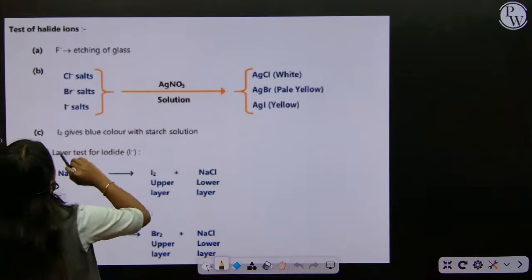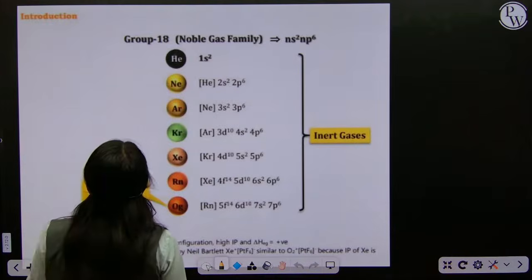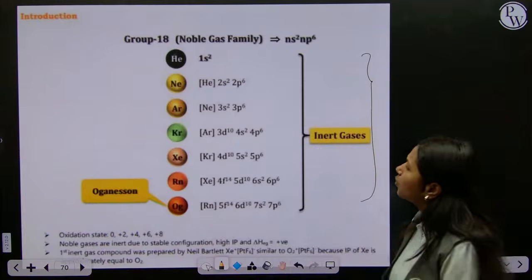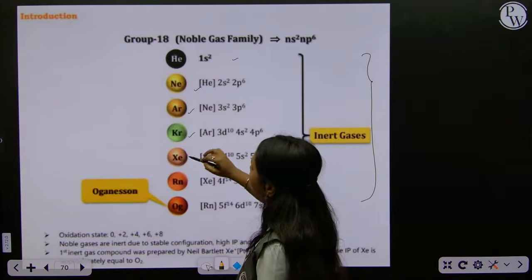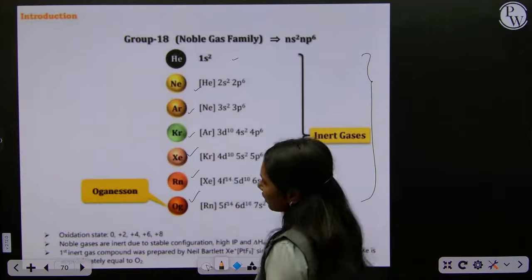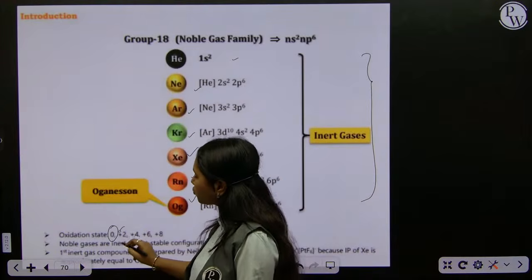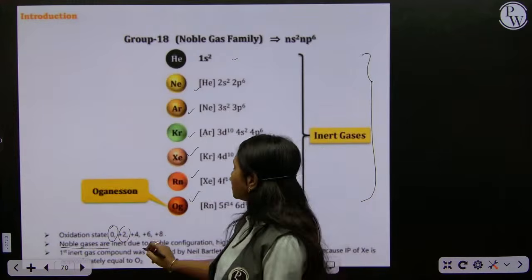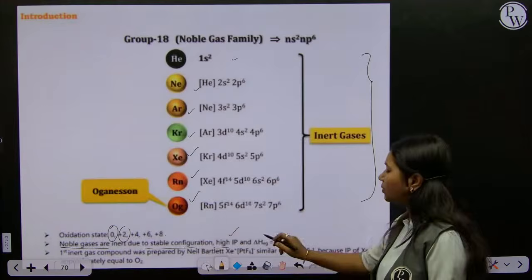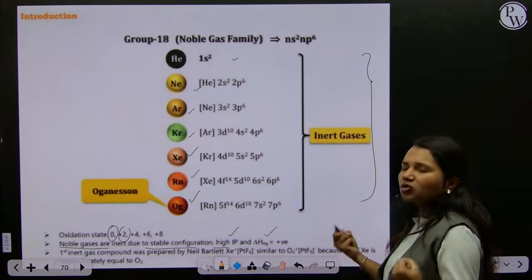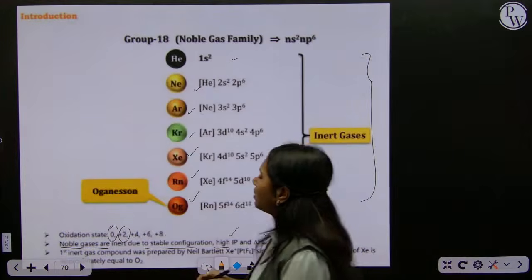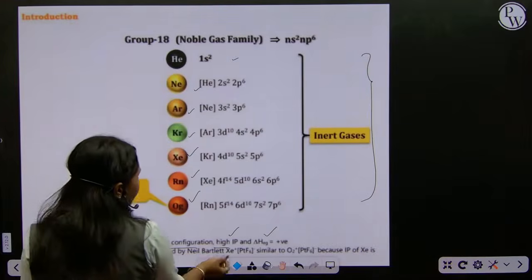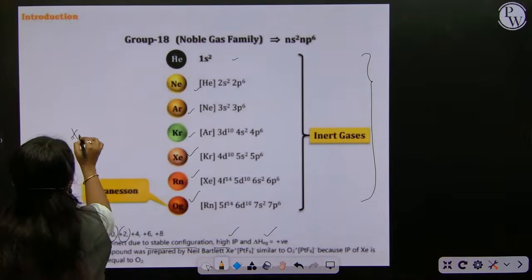Now next, test of halide ions. This we do not need to do. Now next is group number 18, the last group: helium, neon, argon, krypton, xenon, radon, and oganesson. Oxidation numbers they show are 0, +2, +4, +6, +8. Noble gases we know are inert due to stable configuration and high ionization energy, because it is very tough to remove an electron from a noble gas. After that, the first noble gas compound was prepared by Neil Bartlett, and it was with xenon.